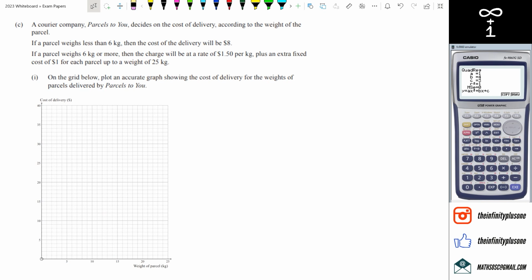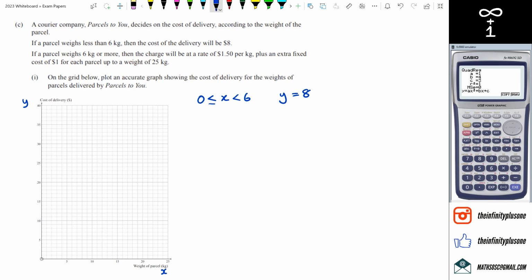All right, guys. So with this question, what we've got here is up to 6 kgs. If a parcel weighs less than 6 kgs, then the cost of delivery will be $8. So we're going to write it up like this. The x-axis is already the weight of the parcel, and y is the cost of delivery. So when x is between 0 and 6, but it's got to be less than 6, we know that the cost of delivery is $8. So we can say that y is equal to $8. We're going to draw that first between 0 and 6.